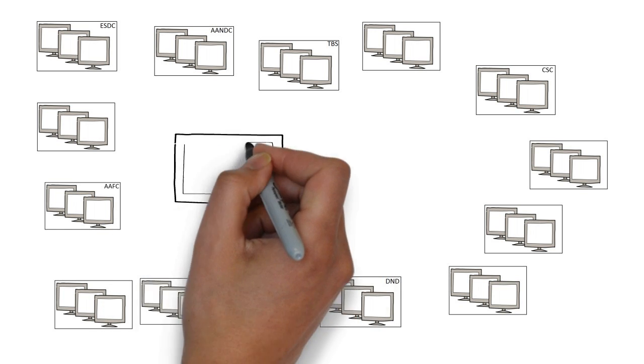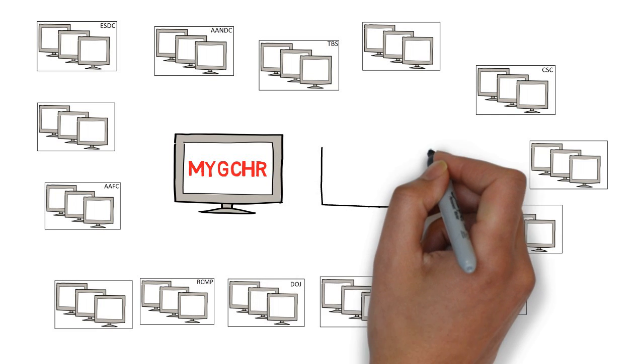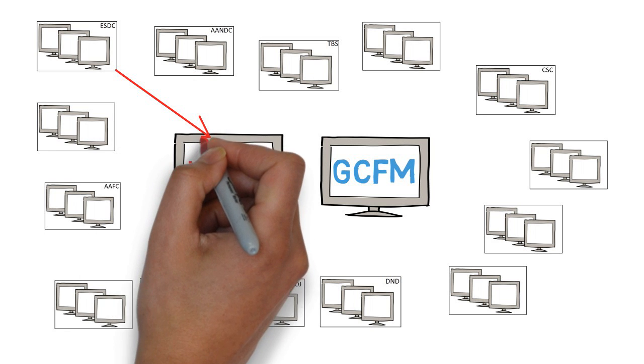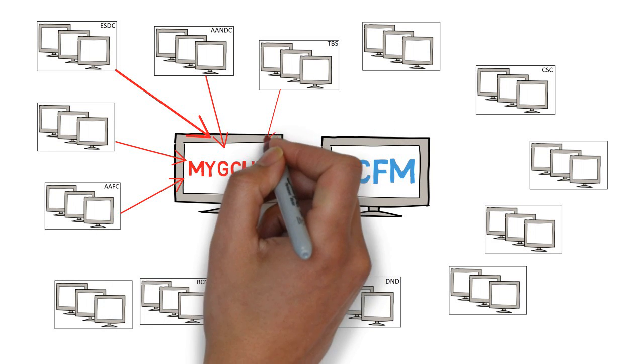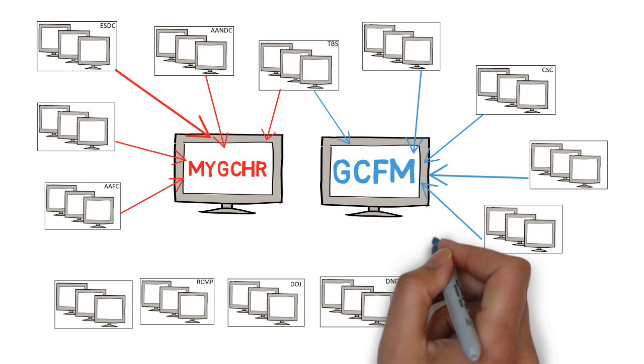Over the next 4 years, as part of the government's efforts to modernize back-office applications, many departments will be migrating from departmental legacy HR systems to a single instance of PeopleSoft called MyGCHR, and from legacy financial systems to GCFM. Not all departments will be migrating to these new systems, and they will continue to leverage existing infrastructure.